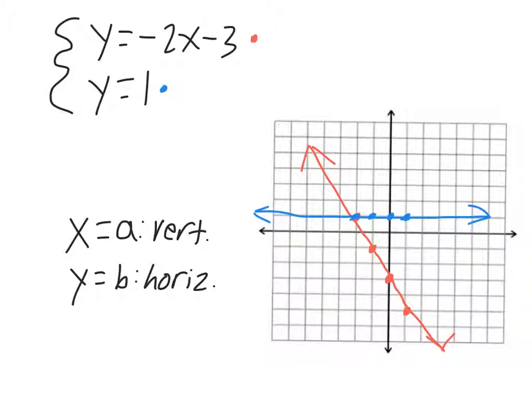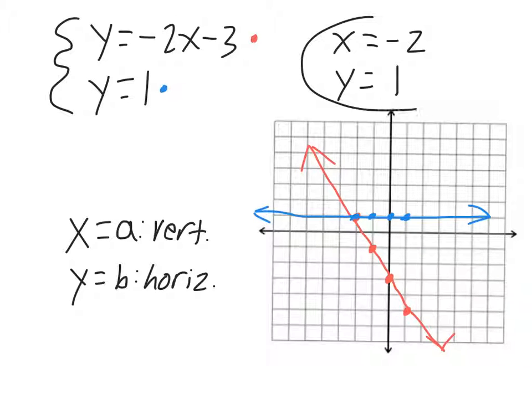And for our answer, we need an x and a y, just like usual. So our x was 1, 2, so -2. And our y is 1. By the way, we actually already knew the y because it was already given to us as 1. So x equals -2, y equals 1.